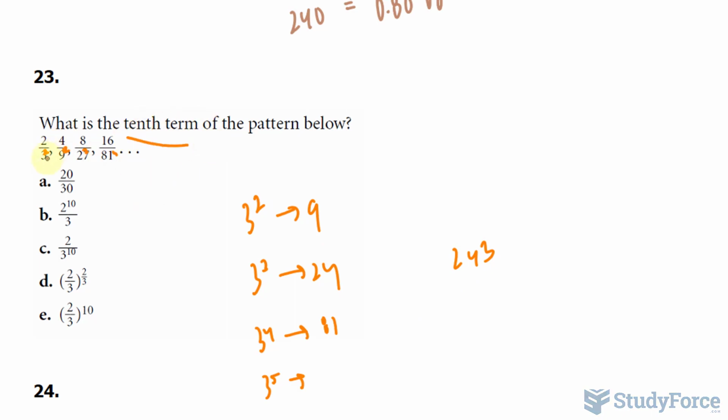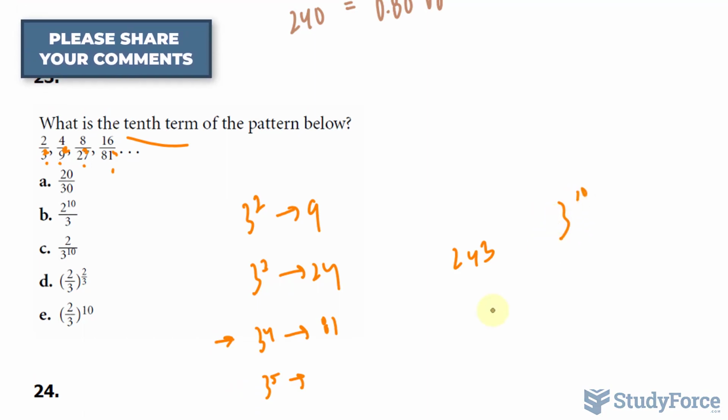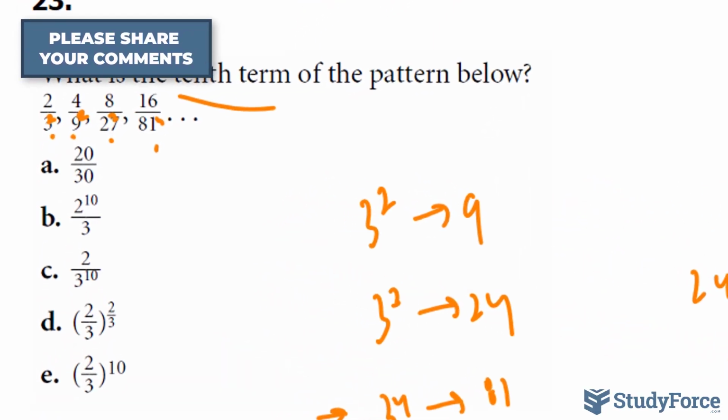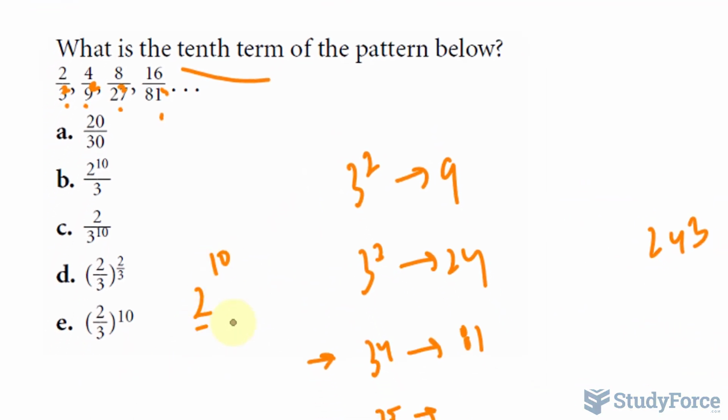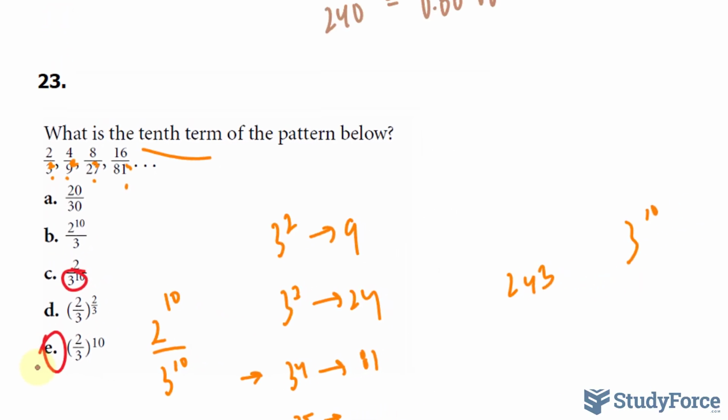So that's the first, second, third, fourth. That's the 4th term. That's the 5th term. We have 3 to the power of 10. The only one that does that is this one. You see, we have 2 raised to the power of 10, 3 to the power of 10. Nothing else has this pattern. Well, actually this one does, but it can't be 2. The 2 does change. So E is my answer.